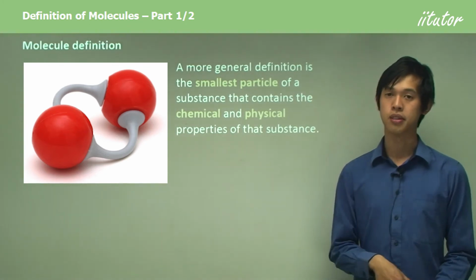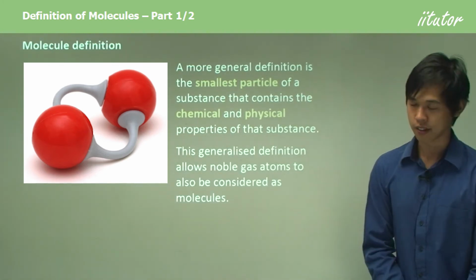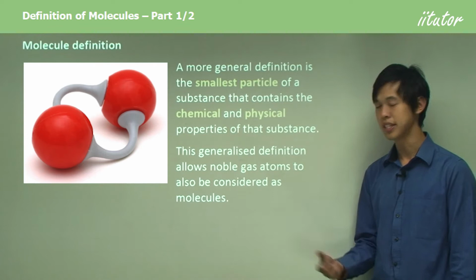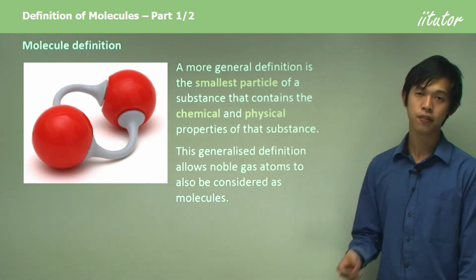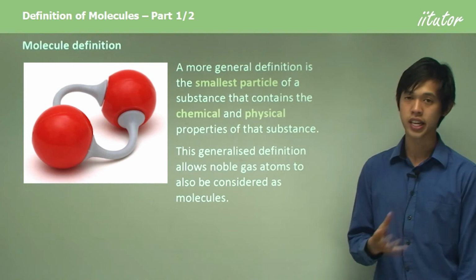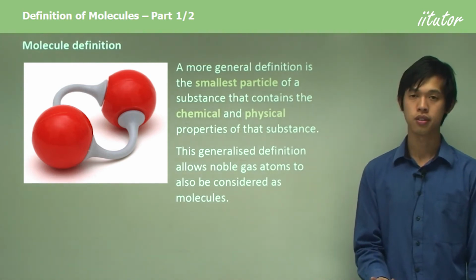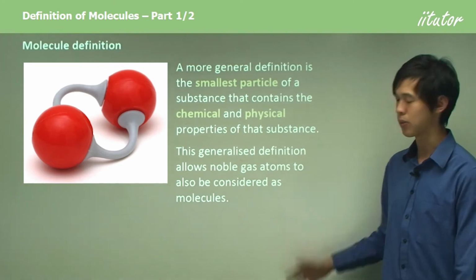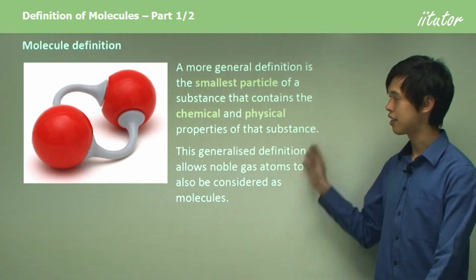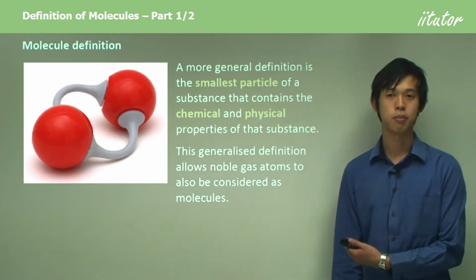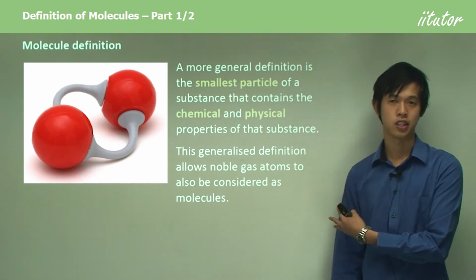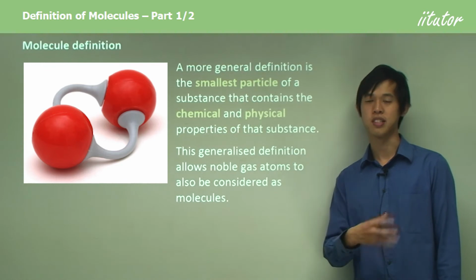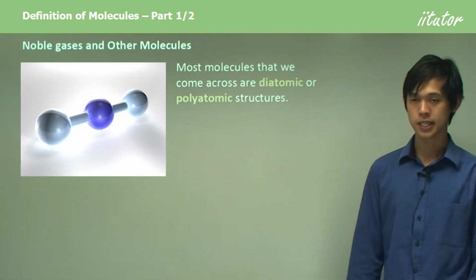The reason why we use this generalized definition is because it allows noble gas atoms, which act a lot like other molecules, to be considered as molecules as well. So even though the noble gases are not bonded to anything, we can still call them molecules so that we can use the same sort of mathematics on them as we could on other molecules. So that's why we use this generalized definition. And this generalized definition has other applications other than chemistry. We also use this type of definition in thermodynamics and other studies of chemicals, maybe not with the same focus as chemistry though. Noble gases and other molecules.